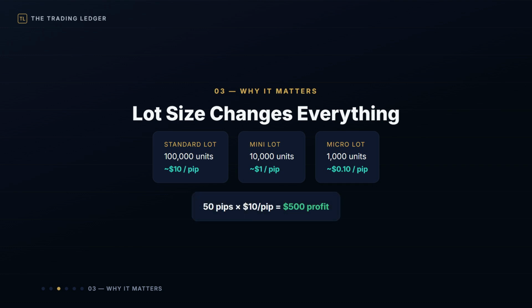50 pips times $10 per pip equals $500 profit. Now flip that. If the market moved 50 pips against you on that same trade, that's a $500 loss. Suddenly those tiny decimal movements look a lot more significant, don't they? This is why understanding pips is so fundamental. Every time you plan a trade, you need to know, how many pips am I risking, and what is each pip worth in my account currency?